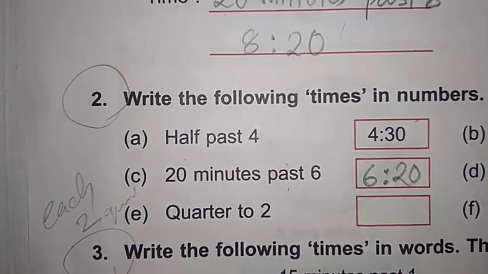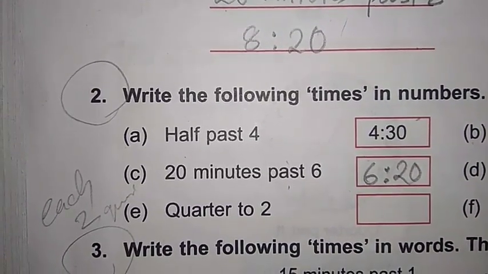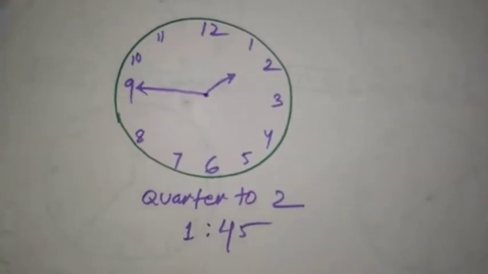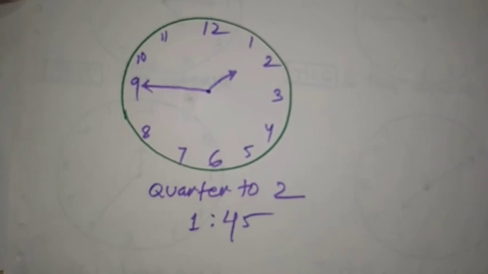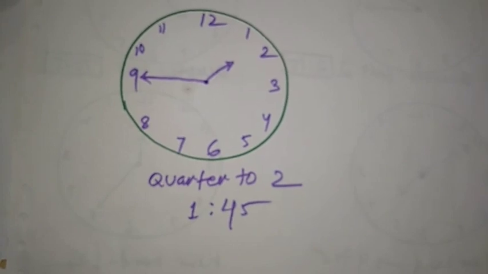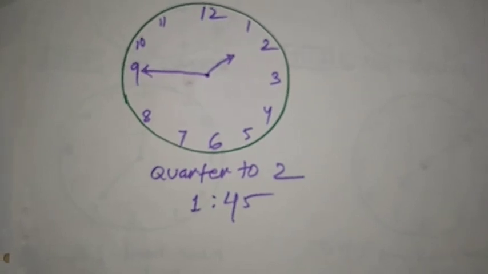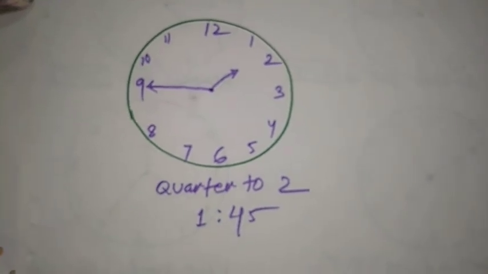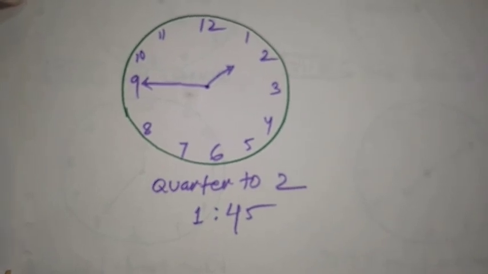Now comes 1:45. 1:45 means 15 minutes to 2. That means, see children, this is the example. 1:45, how it is written. The minute hand is on 9. The hour hand is between 1 and 2. Means it is about to reach 2. After 15 minutes, it will be 2 hours. So 1:45. You see the picture, how it is looking like. The minute hand is on 9. The hour hand is about to reach on 2. So this is 1:45.